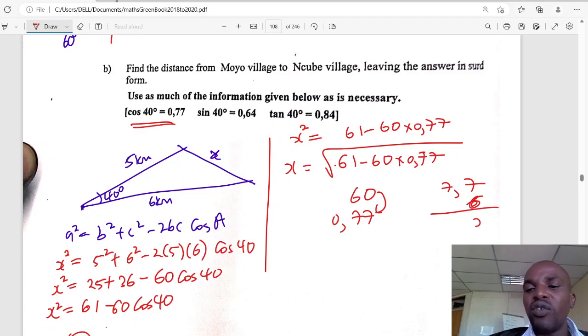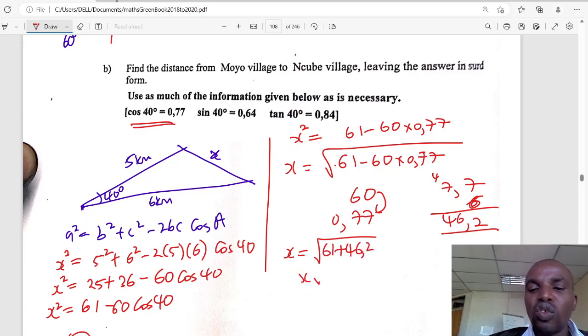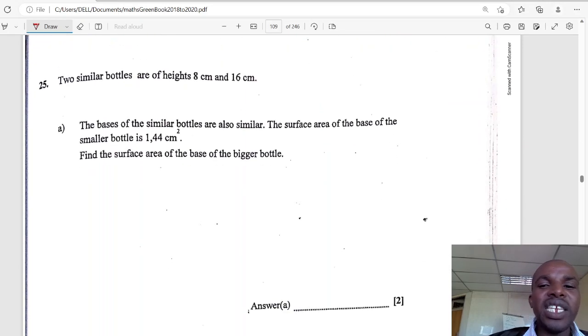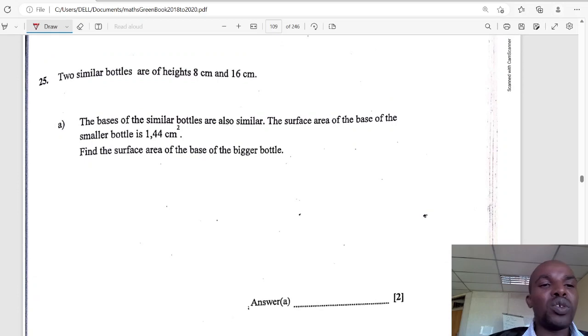7 times 6 is 42, 2 carry 4. 42, 46. In decimal place, so it's 46.2. So your x will be root of 61 plus 46.2. 61 plus 46.2, it will be root of, then it will be 0.2 here, then 107.2. Then we can say done. Leave your answer in surd form. Surd means under the square root.